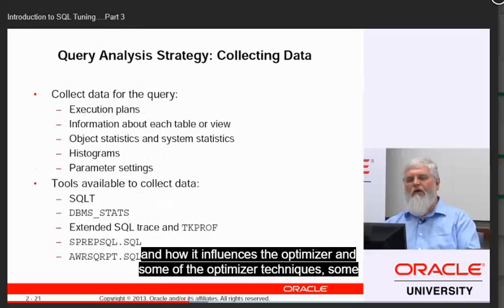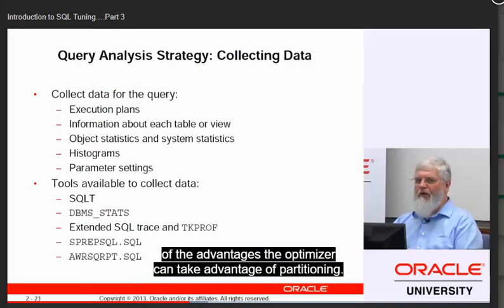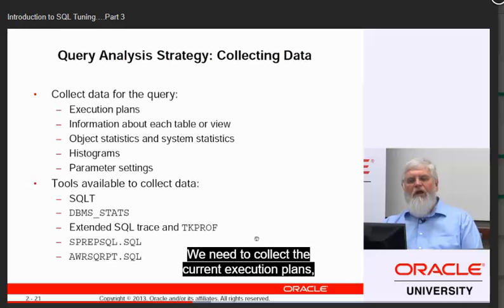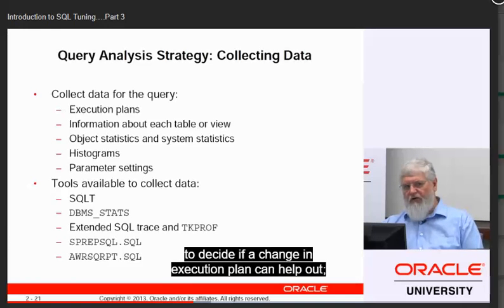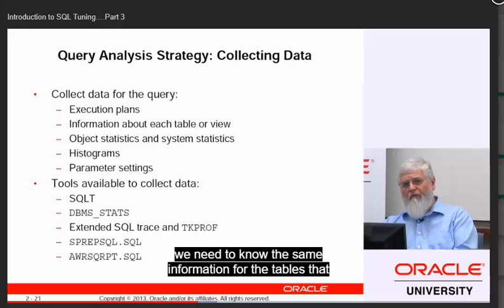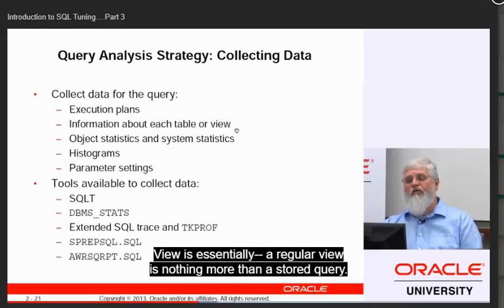So we need more data also. We need to collect the current execution plans to decide if a change in execution plan can help out. Information about each table. What columns do we have on the tables? What indexes do we have? And if we're using views with our queries, we need to know the same information for the tables that are used within the views. A regular view is nothing more than a stored query. So it simplifies doing some queries.